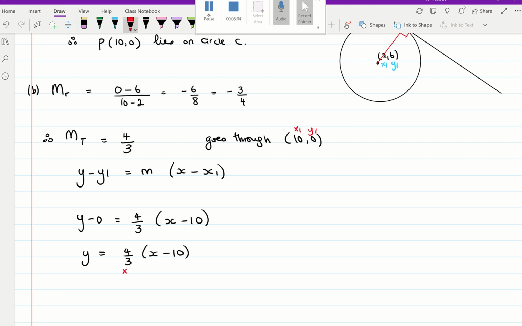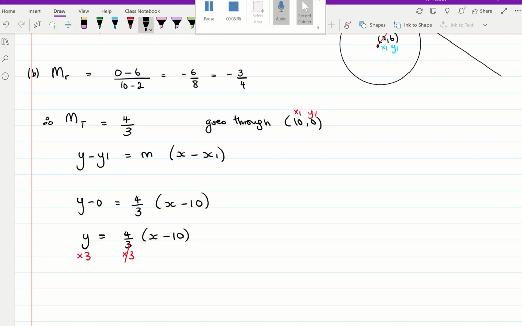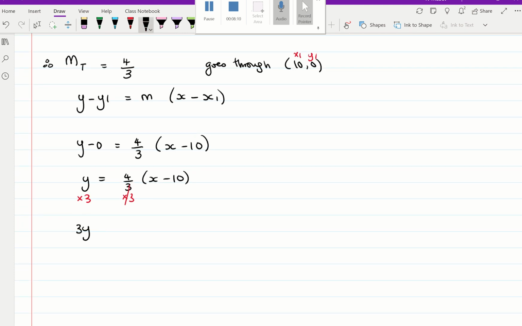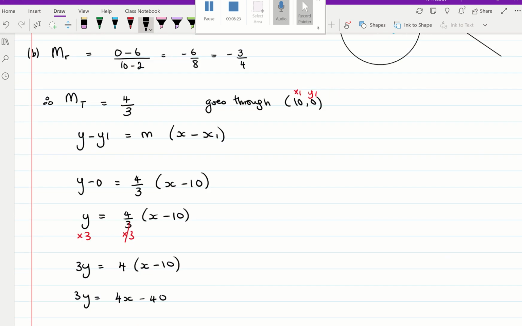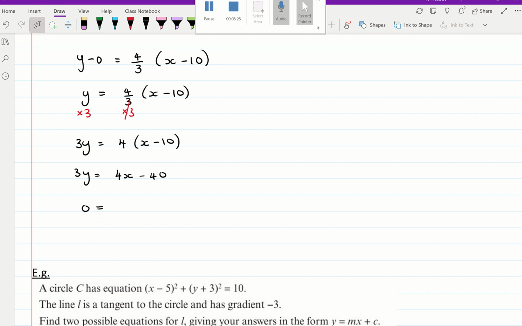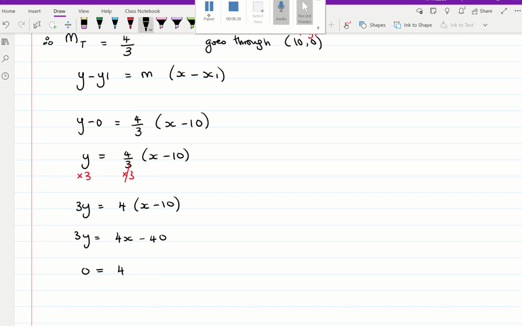I'm going to multiply by 3, multiply by 3. These cancel, so I have 3y equals 4 times (x minus 10). 3y equals 4x minus 40. And I make it all equal to 0. I think that's what they said. So I'm going to subtract the 3y, and I've got 4x minus 3y minus 40. So that's the equation of the tangent.